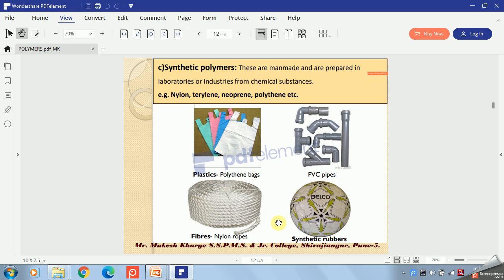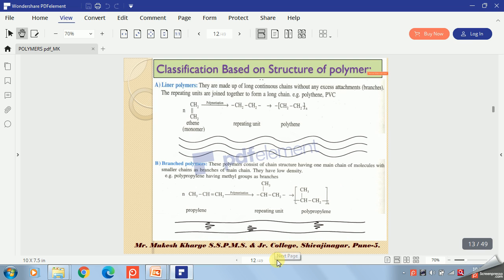So this is about the first type of classification of polymers. Let us discuss the classification of polymers on the basis of structure of polymer. The first type is linear polymer. They are made up of a long continuous chain without any excess attachment or branches. The repeating units are joined together to form a long chain type of structure.